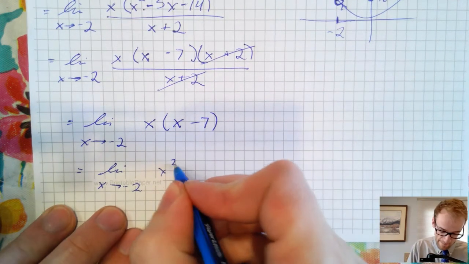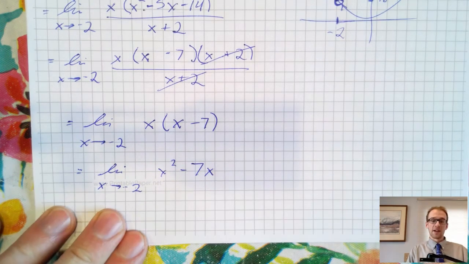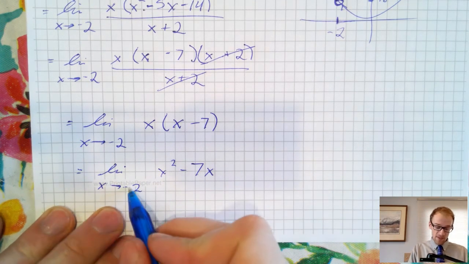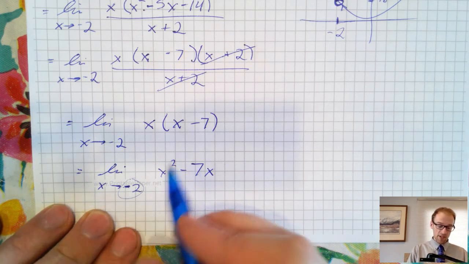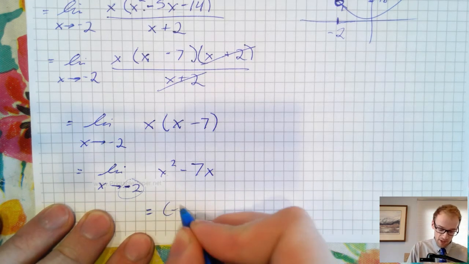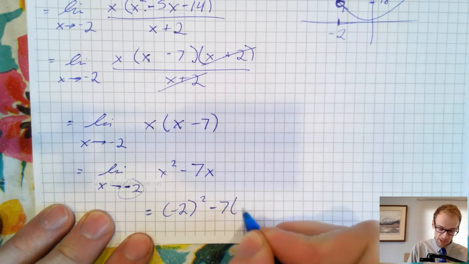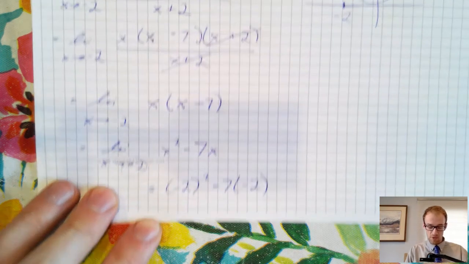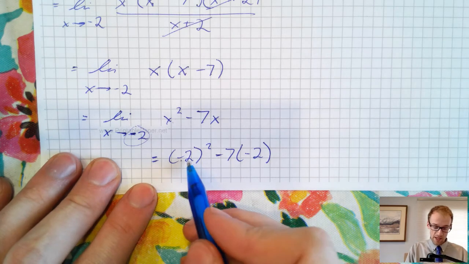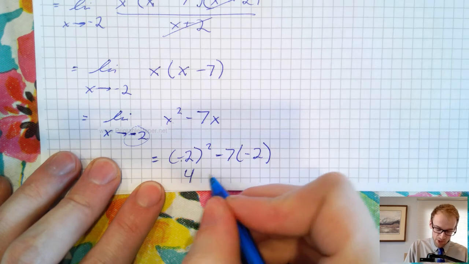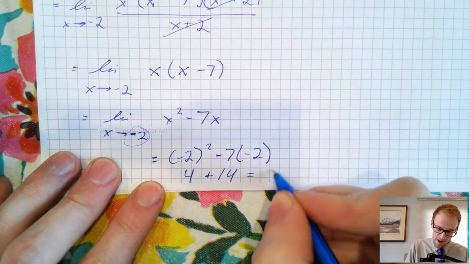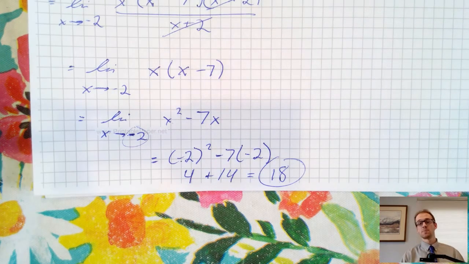X squared minus 7x. Now we ask, is it safe to directly substitute my -2? Answer now is yes, because we don't get that undefined result with the 0 denominator. So I can go ahead and substitute a -2 in there. -2 squared minus 7 times -2. And we get -2 squared, that's 4. -7 times -2, positive 14. We get 4 plus 14. Oh, 18, which is exactly what we expected it to be.